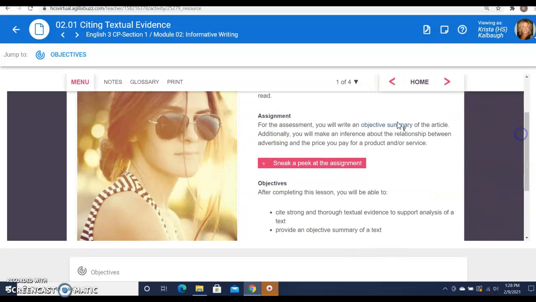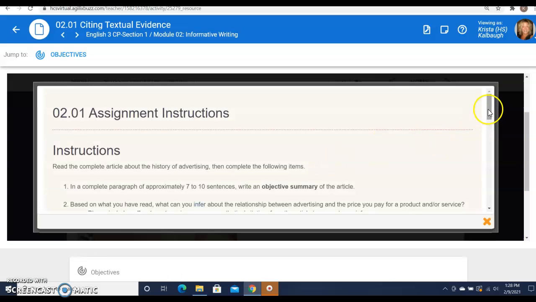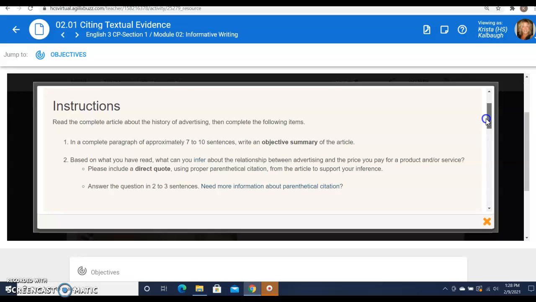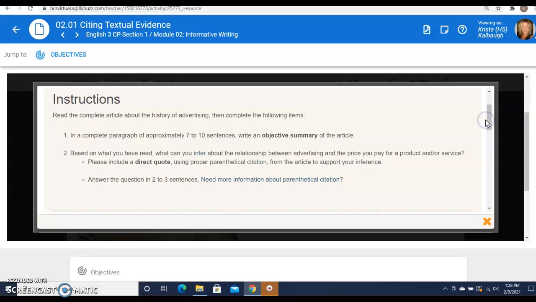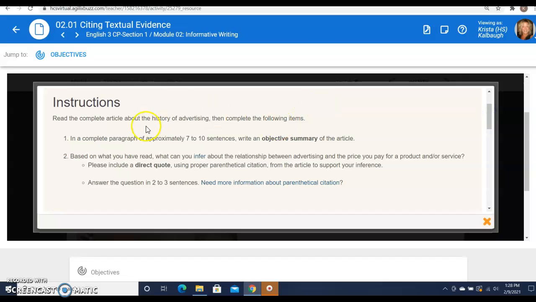So let's take a look at the assignment. Always take a look at the sneak peek of the assignment before you start because you can go into the lesson knowing what you're going to have to do at the end. Okay? And that's helpful. All right. So here's what we're going to have to do at the end of this. All right. So we're going to read the article about the history of advertising. And then we need to do, it looks like, 2 items.